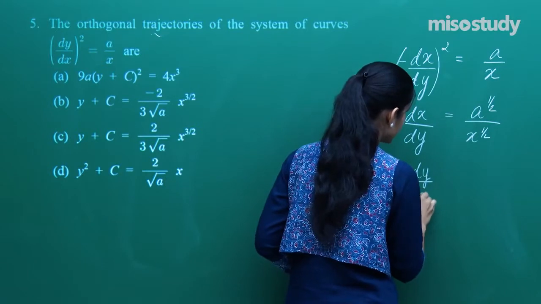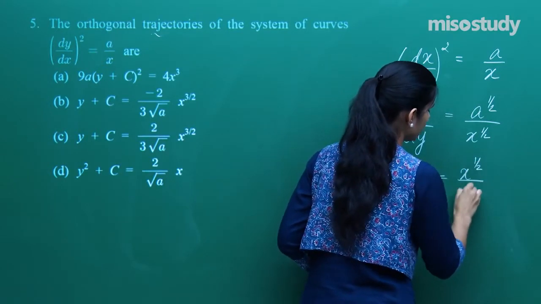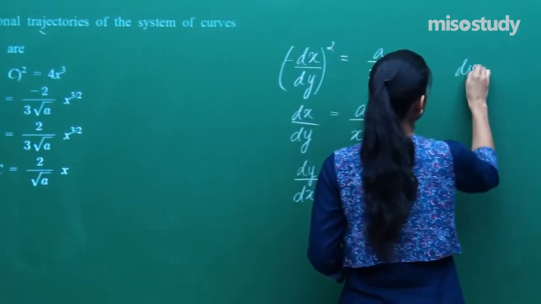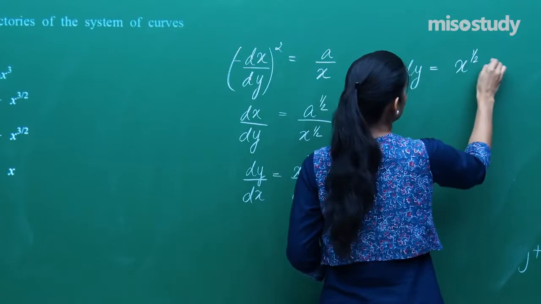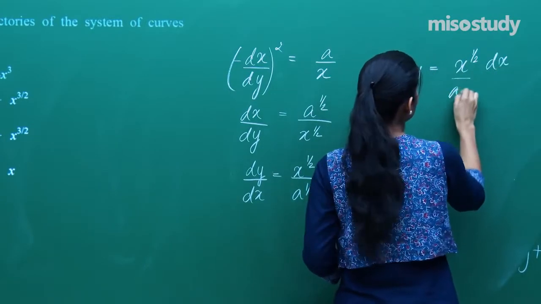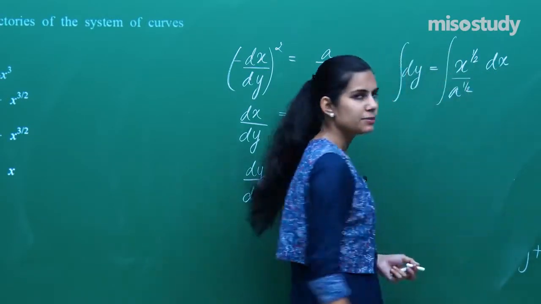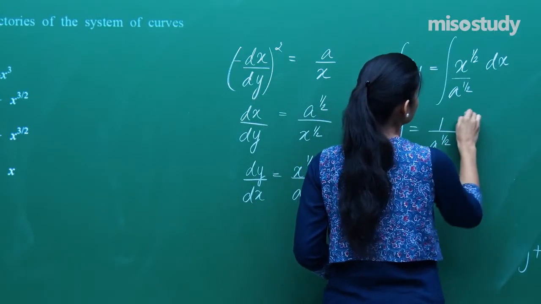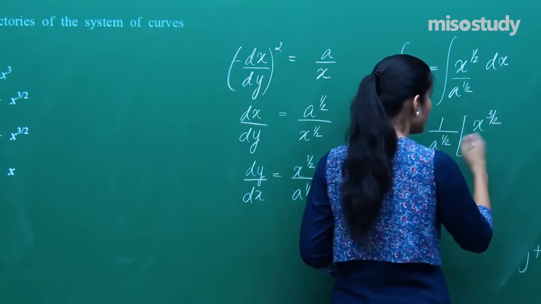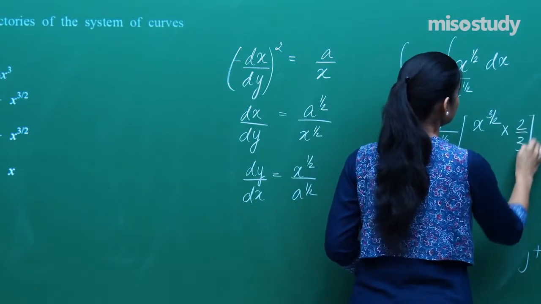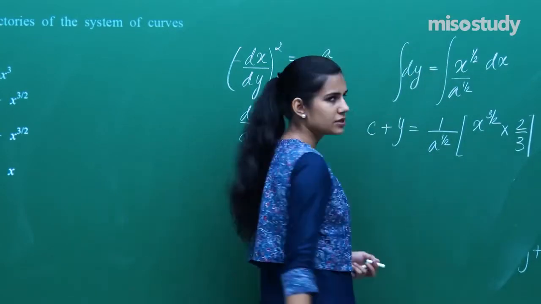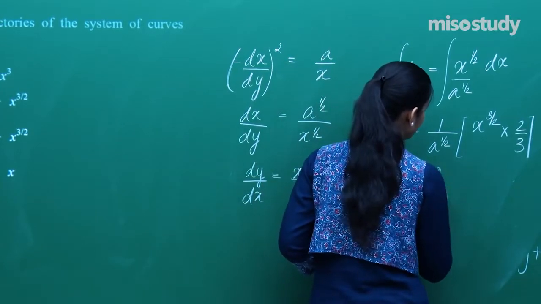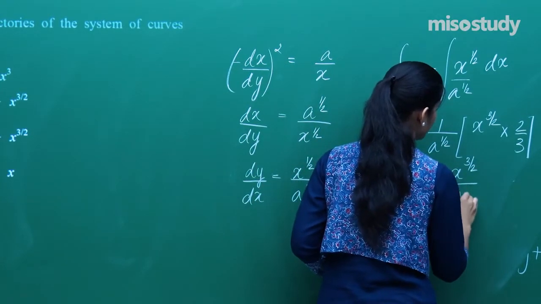So dy by dx is x to the power 1 by 2 upon a to the power 1 by 2, which eventually gives you dy equals x to the power 1 by 2 dx upon a to the power 1 by 2. Variable separable, integrate. You get y equals 1 upon a to the power 1 by 2 outside, x to the power 3 by 2 upon 3 by 2, which means into 2 by 3, plus some constant. Let me add that constant here, not a problem. So you get y plus c equals 2 by 3, x to the power 3 by 2 upon a to the power 1 by 2.